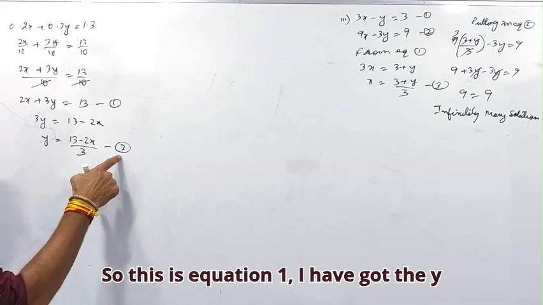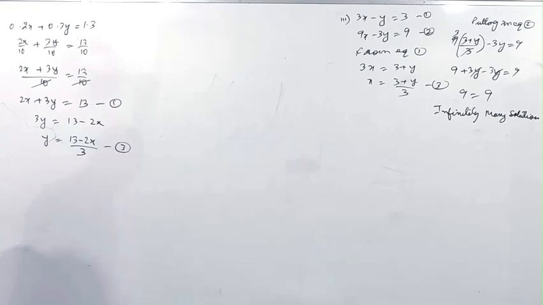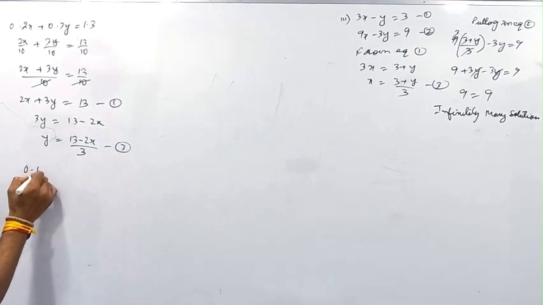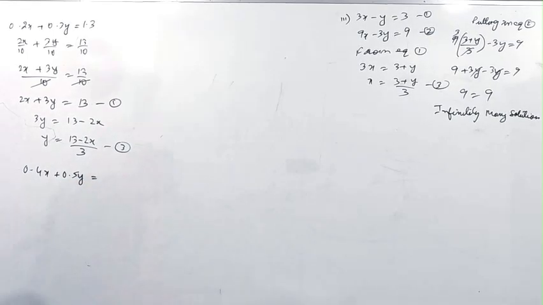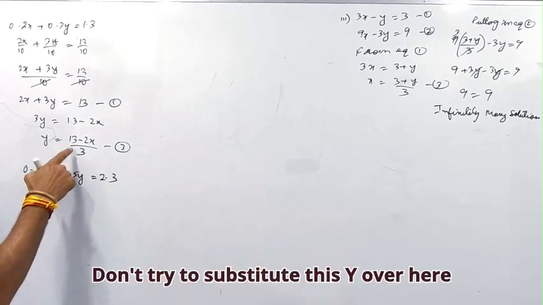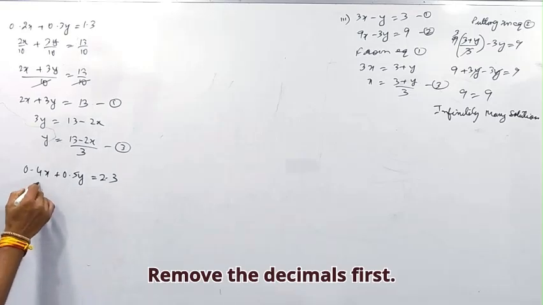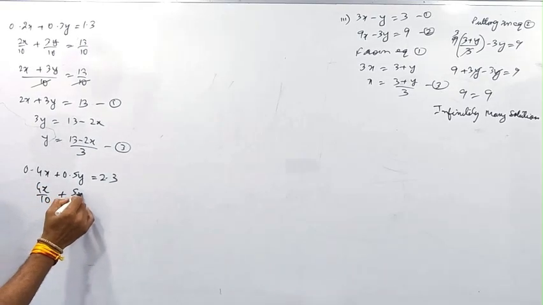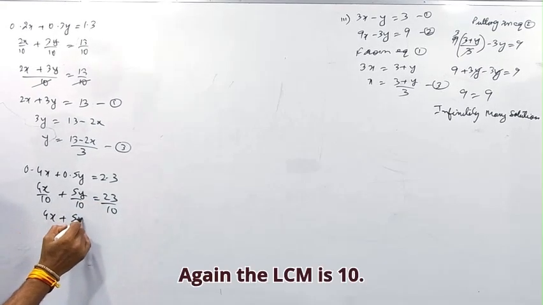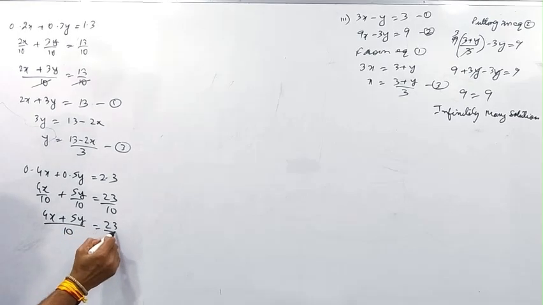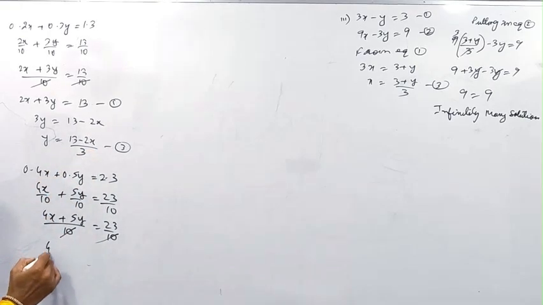So this is equation 1. I have got y as a subject as equation 3. Now I will write down equation 2. So 0.4x. Don't try to substitute this y over here with the decimal system. Remove the decimals first. Again the LCM is 10. So this 10 and 10 gets cut. I will substitute y.